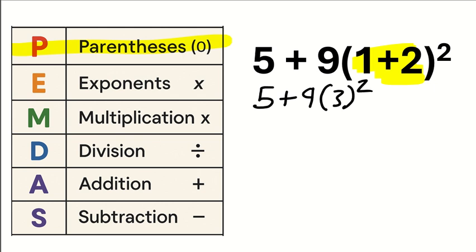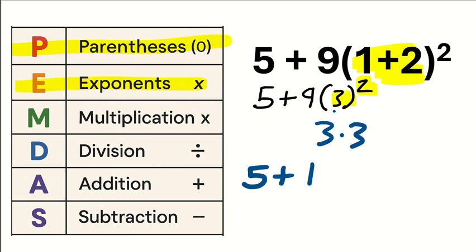Now, we go down the list. We got ourselves some exponents. We got a 3 raised to the second power that we can evaluate, which of course just means 3 times 3, which is in fact 9. Leaving us 5 plus 9 times 9.